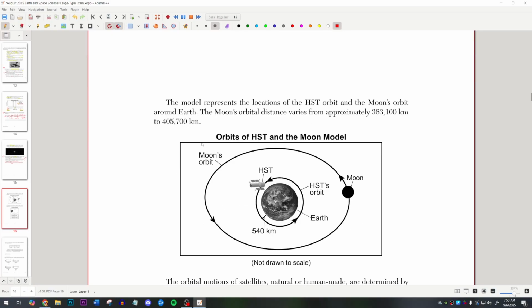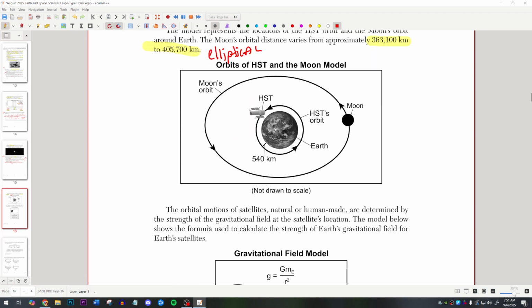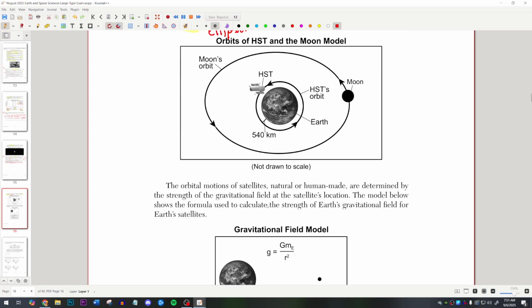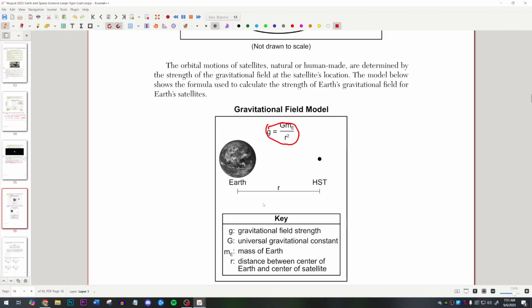All right. The model represents the locations of the HST orbit and the Moon's orbit around the Earth. The Moon's orbital distance varies from approximately 363,000 to 405,000, and that's because it's an elliptical orbit. So remember, an elliptical orbit means there's one point it's further away and one point it is closer, right? Because it's not a perfect circle. Okay. The orbital motions of satellites are determined by the strength of the gravitational field at the location. The model below shows the formula to calculate the strength of the field. So there's the gravitational field, gravity formula.